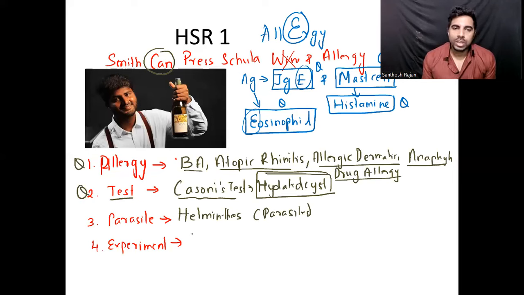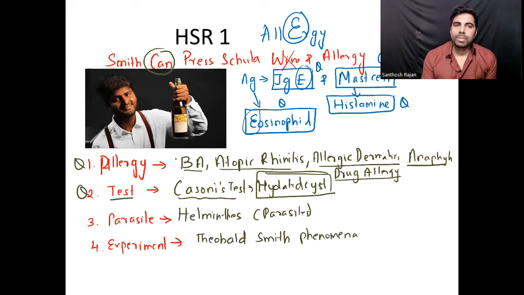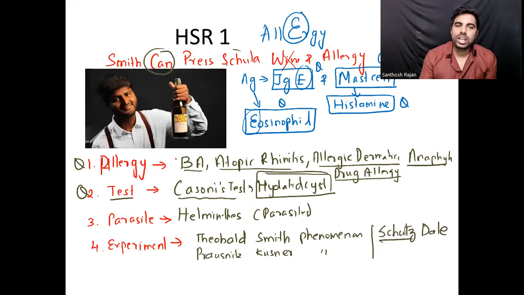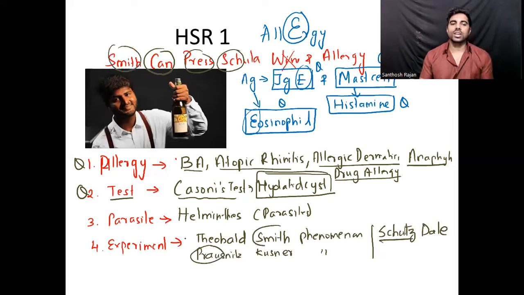Smith press Shula. Smith's name is Theobald Smith phenomenon. Theobald Smith phenomenon is a type of experiment to check the allergic reaction with drugs and everything you do. Press's name is Prausnitz-Küstner phenomenon or reaction, whatever. And one more, Schultz-Dale phenomenon. Shula, Schultz-Dale. Press, Prausnitz-Küstner. And Smith, Theobald Smith. So these are very, very important things.